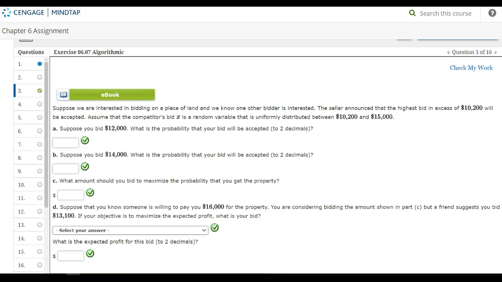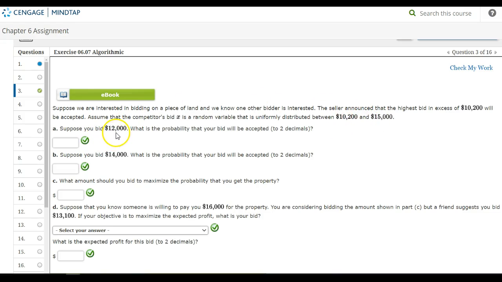Okay, this is an example of a uniform probability distribution problem. This is problem 3 in the chapter 6 assignment. So we've got a property bid where the seller's saying any bid in excess of $10,200 will be accepted. We look at the competitors and we don't think anybody's going to bid more than $15,000. And we're saying that the probability of winning is evenly distributed across this range.